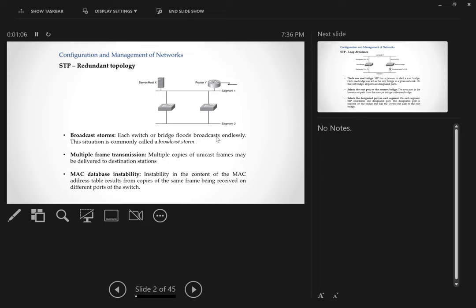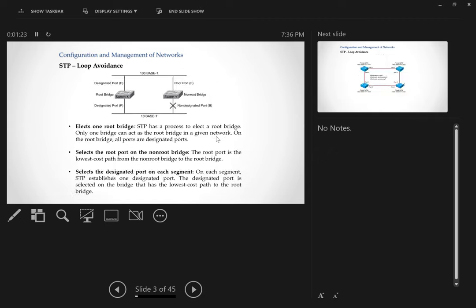Okay? So, the problems we already solved. Broadcast storms. We had broadcast storms, multiple frame transmissions, and MAC database instability. We already saw that in the previous slides. Okay? So, we need to solve this. How does the spanning tree protocol work? It elects a root and then builds a tree. That's why it's called spanning tree.